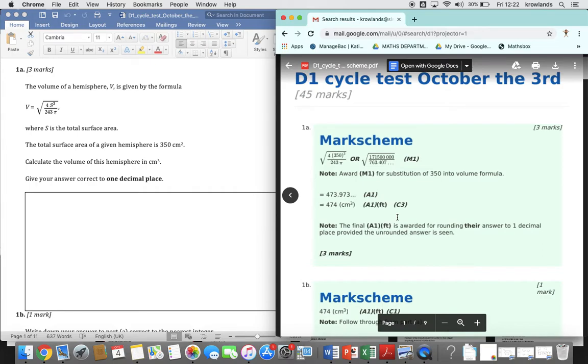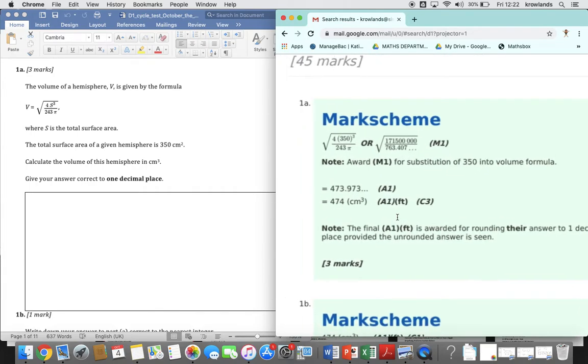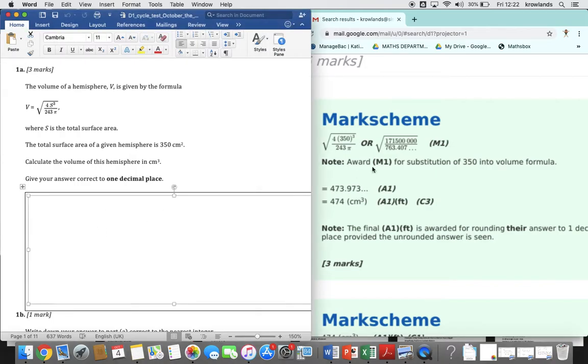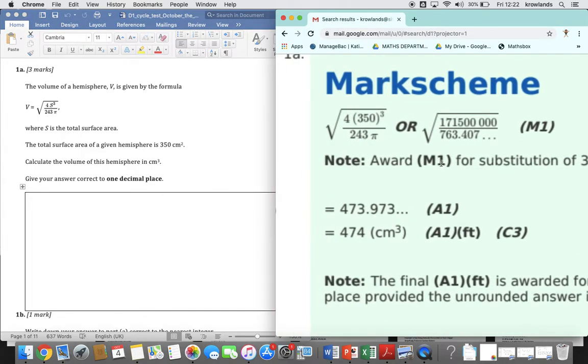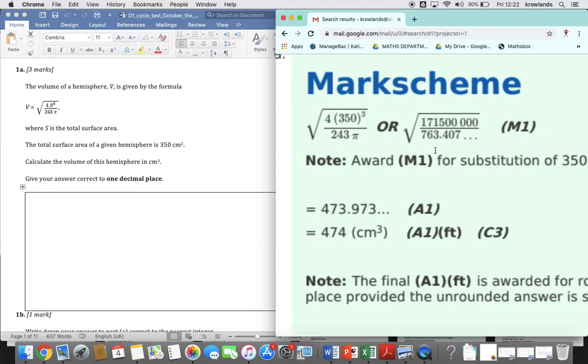Okay, what I'm going to do is use the mark scheme on the right hand side and the paper on the left. These letters tell you what you get your marks for. So here you get 1 mark for writing one of the following. A lot of you lost the marks because you didn't put the square root over the whole fraction. You just put it over the numerator.